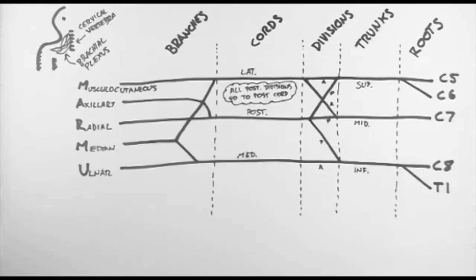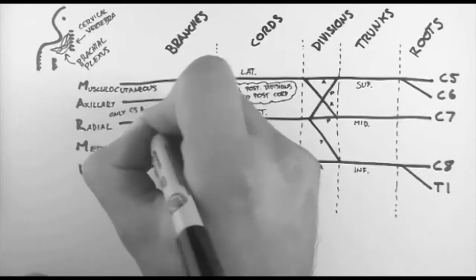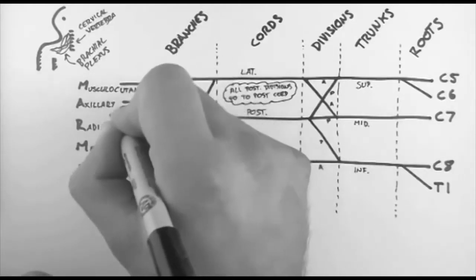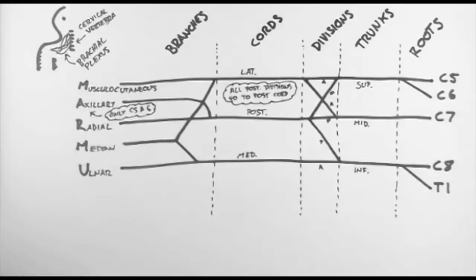Now the only exception to this rule is the axillary nerve, or the axillary branch. And it only receives fibers from C5 and C6, not C7 as well, as the diagram would suggest. But this is how it looks in dissection. So let's add in the details.